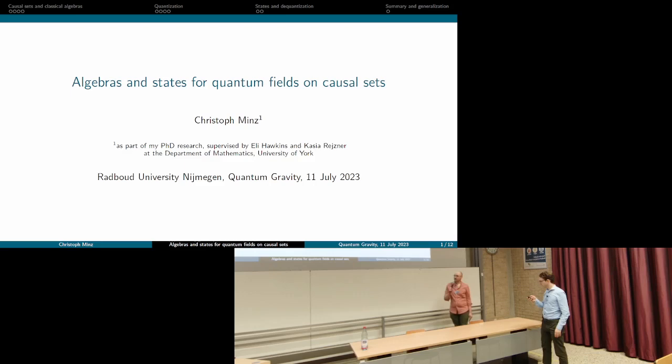Okay, and let's start with the final talk of this afternoon session before the discussion. And I'm happy to introduce Christoph Minz from University of York. And he's going to tell us about algebras and states for quantum fields on causal sets.